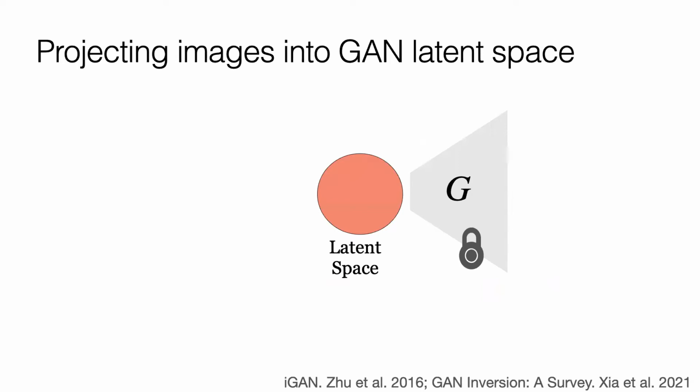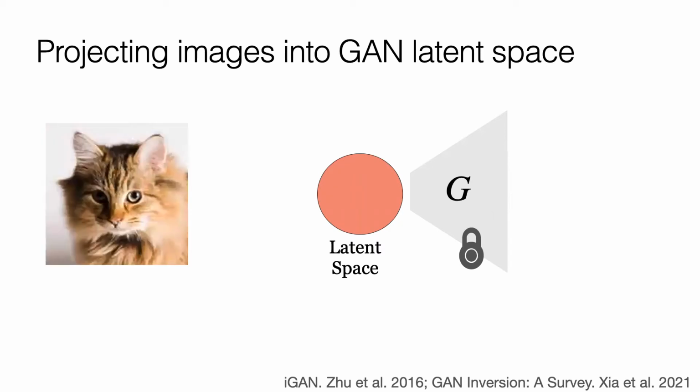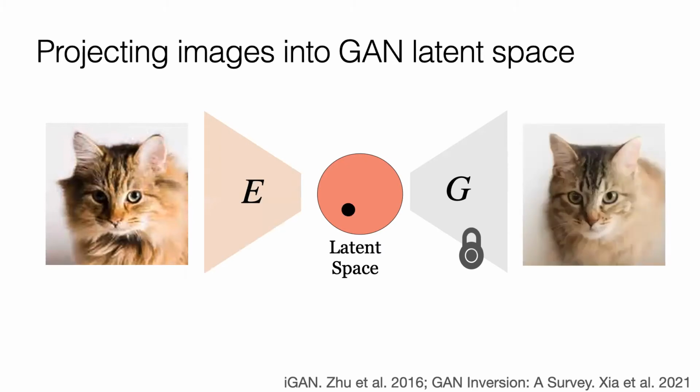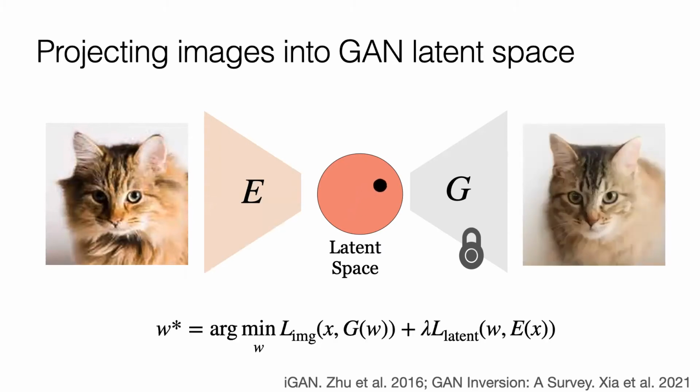The first step of our pipeline is to project the image into the latent space of a pre-trained GAN. Following current best practices, we center the image and use an encoder network to get an initial guess of the latent code. We then perform a secondary optimization step, which allows us to better match the input image. With the optimized latent code W star, we can now perturb it to get meaningful variations.